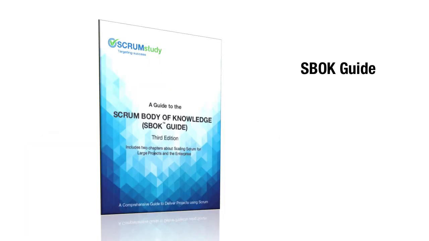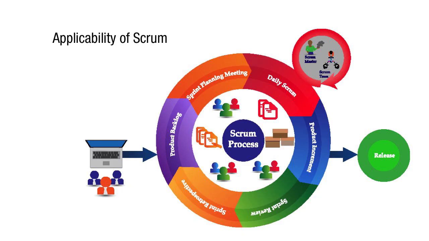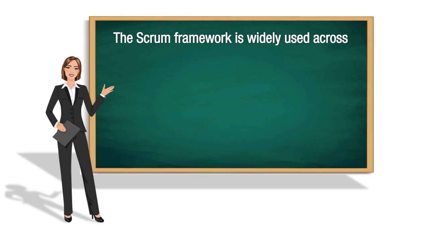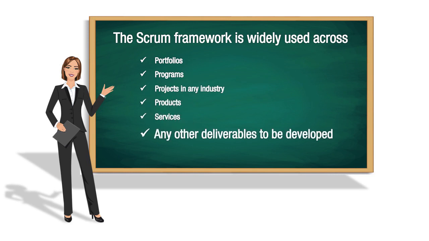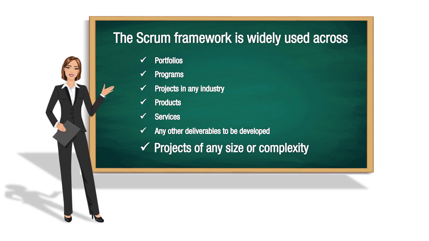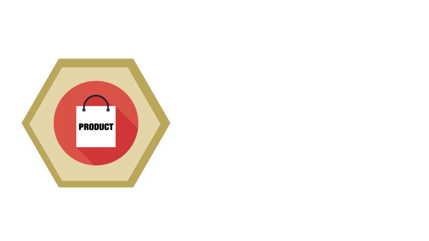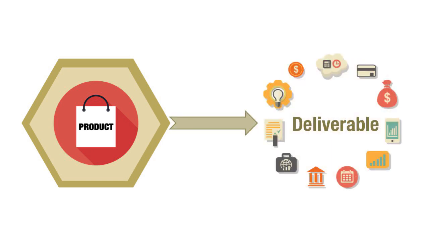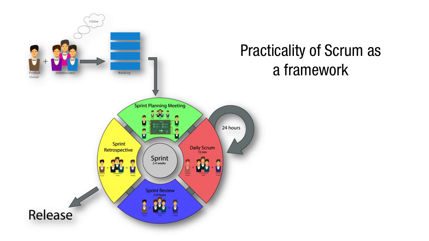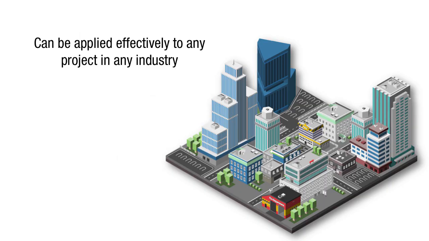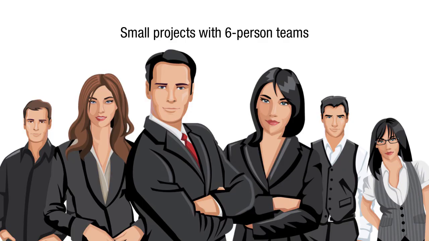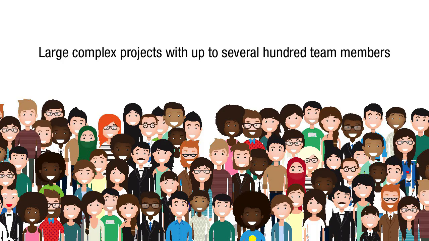Now that we know about Scrum and the SBOC guide, let's see the applicability of Scrum as defined in the SBOC. The Scrum framework is widely used across portfolios, programs, and/or projects in any industry, products, services, or any other deliverables to be developed and projects of any size or complexity. According to the Scrum body of knowledge, the term product may refer to a product, service, or other deliverable. The practicality of Scrum as a framework is that it can be applied effectively to any project in any industry, whether they are small projects with 6-person teams or large complex projects with up to several hundred team members.